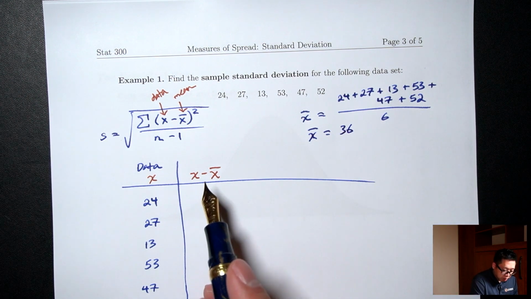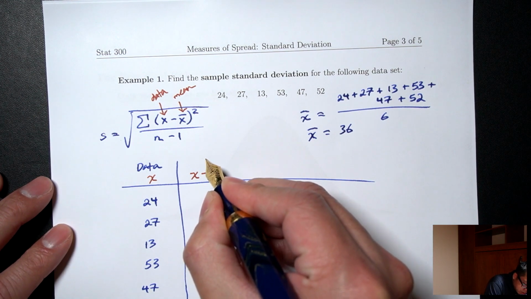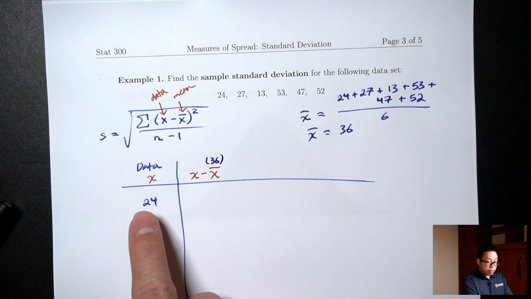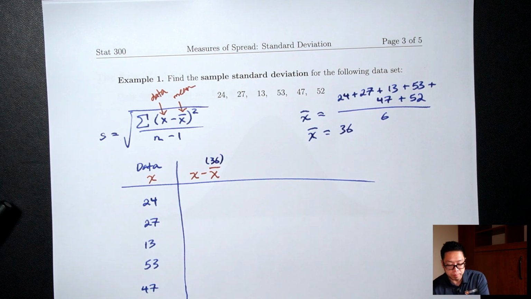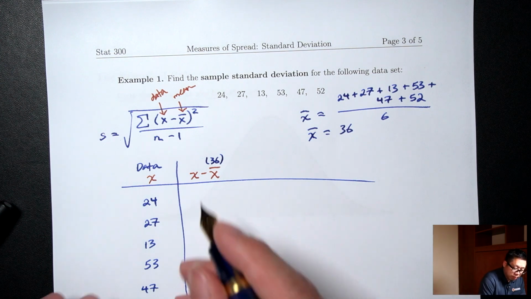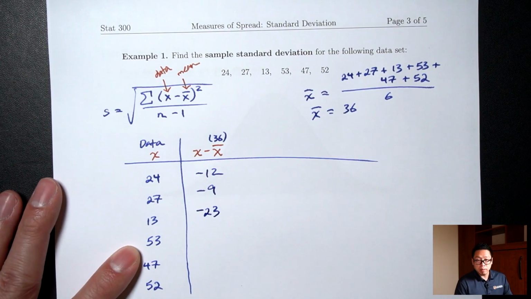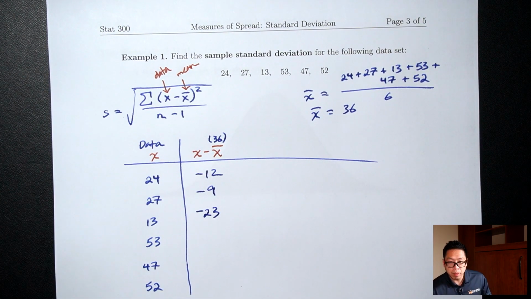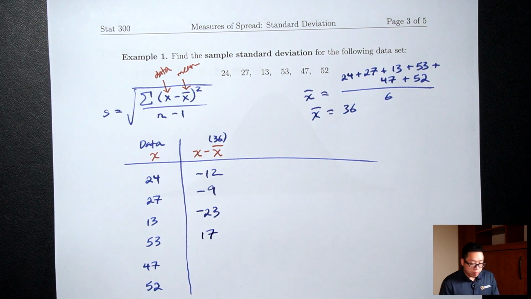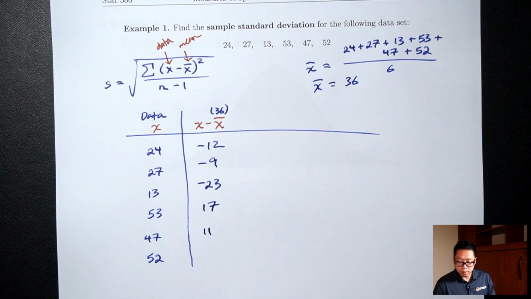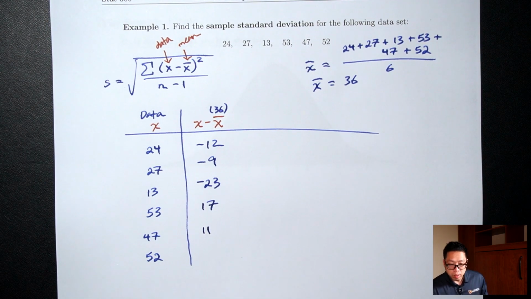So this is saying, take your data values, subtract 36. Let me put 36 here. So we're going to take all of our data values and subtract 36. So 24 minus 36. It's negative 12. 27 minus 36. Negative 9. 13 minus 36. Negative 23. 53 minus 36. 17. 47 minus 36. It's 11. And then finally 52 minus 36. 16.